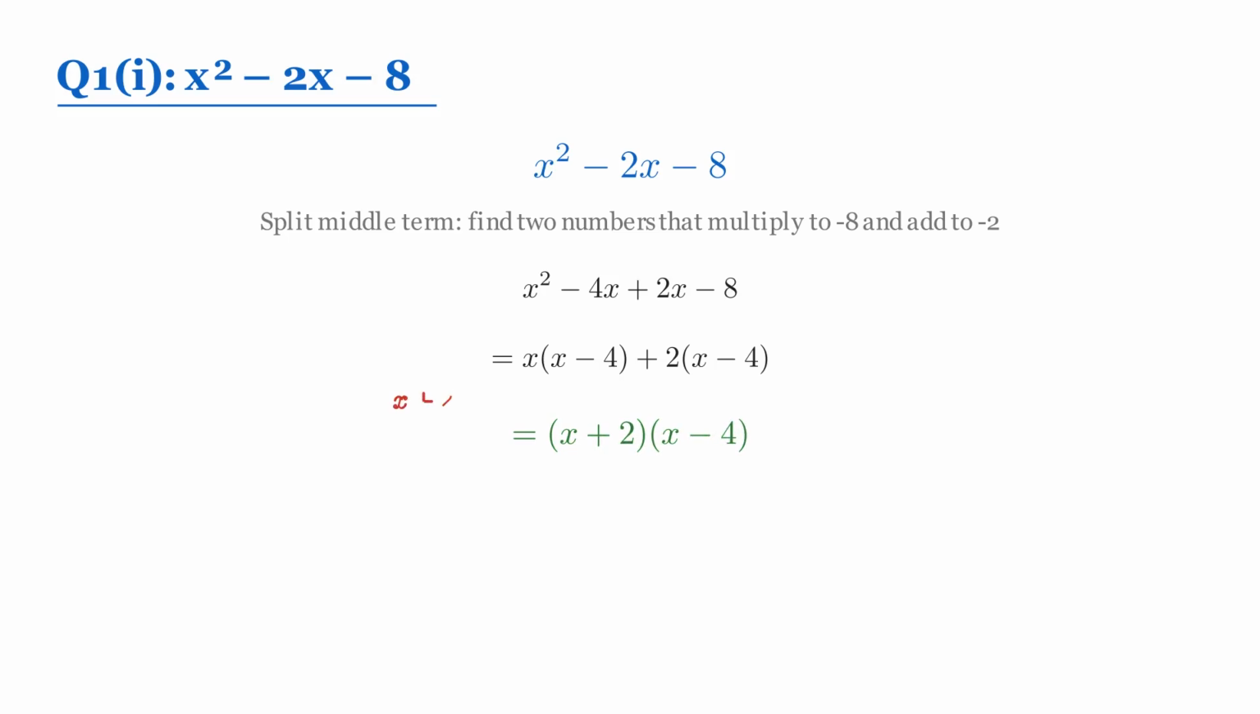Set each factor to 0. x plus 2 equals 0 gives x equals negative 2, and x minus 4 equals 0 gives x equals 4. The coefficients are a equals 1, b equals negative 2, c equals negative 8.